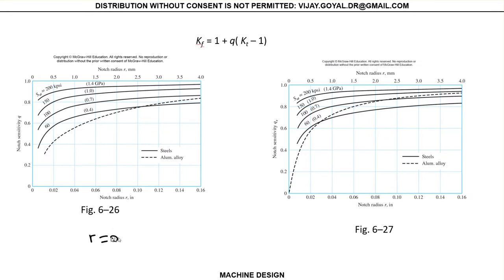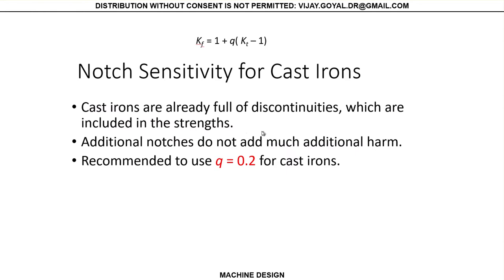The notch is 1.25. However, these plots are for steel and aluminum. You can see steel for aluminum. So those don't help me at all. This is the standard equation I will be using. So I need to go to the next criteria that your book tells you. So it says that for cast irons, use 0.2. So that's the value that I'm actually going to use in this problem.